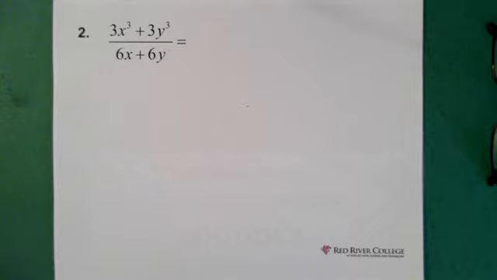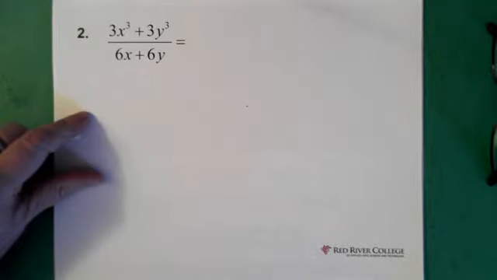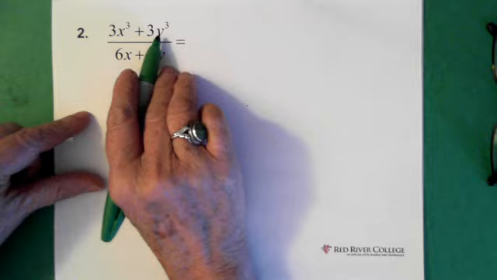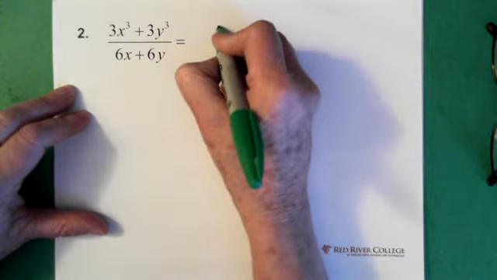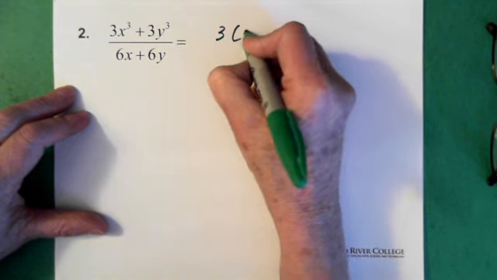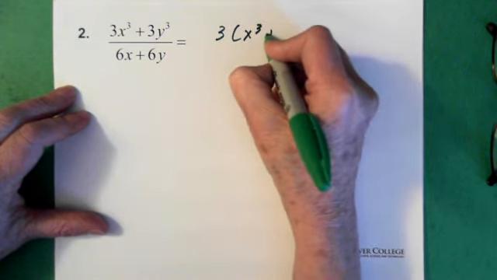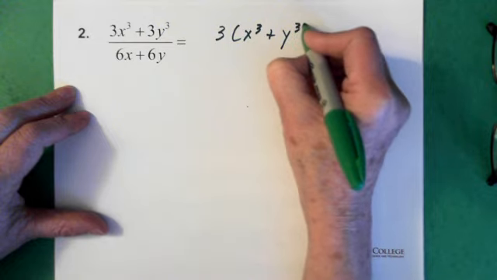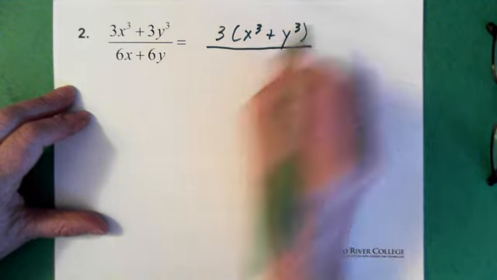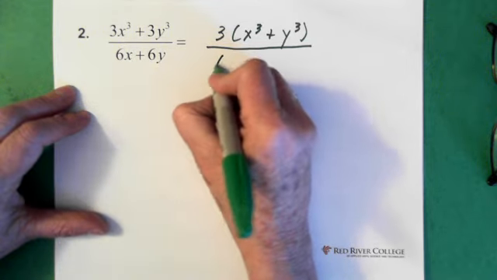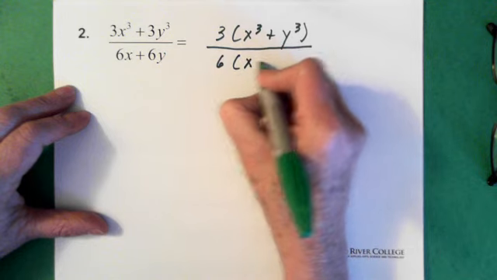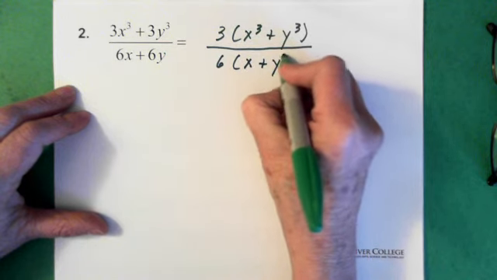Now, sometimes you sort of have to stop and look and think, well, what am I looking at here? We can see on the top, we're looking at the difference of cubes. We can pull the 3 out, so we can factor out the 3. That would be the first step. So pull out the 3, and we're left with x cubed plus y cubed. And on the bottom, you can see that we can pull out the 6 here. So let's pull out the 6, and we're left with x plus y.